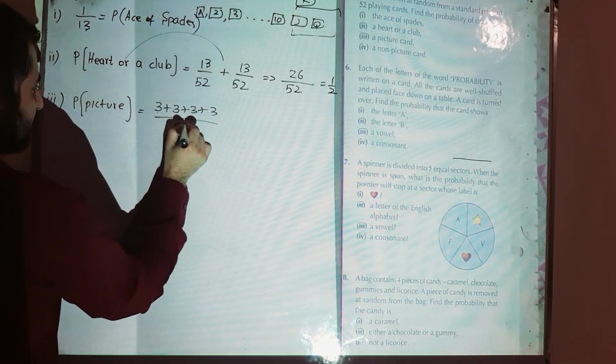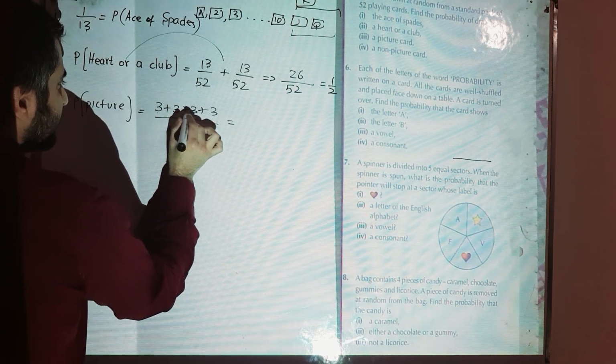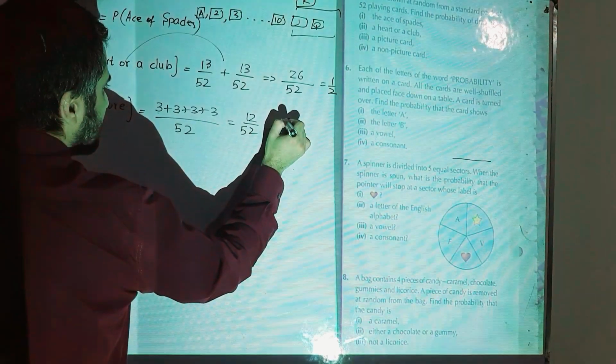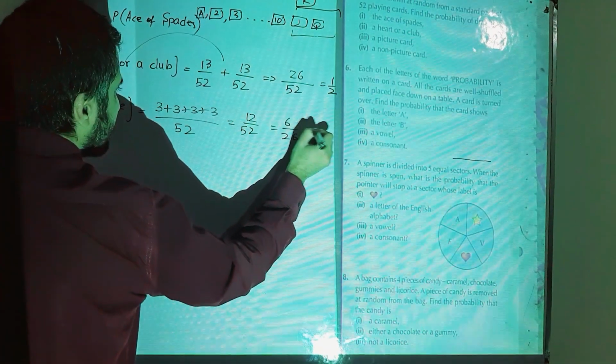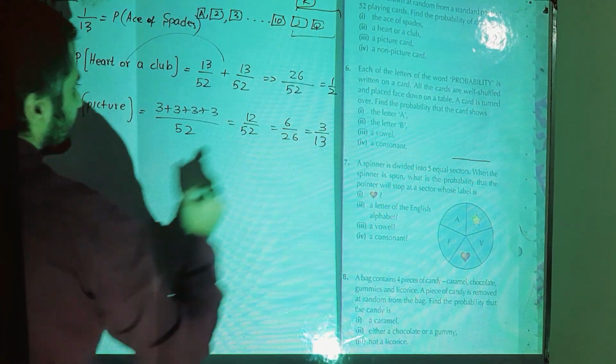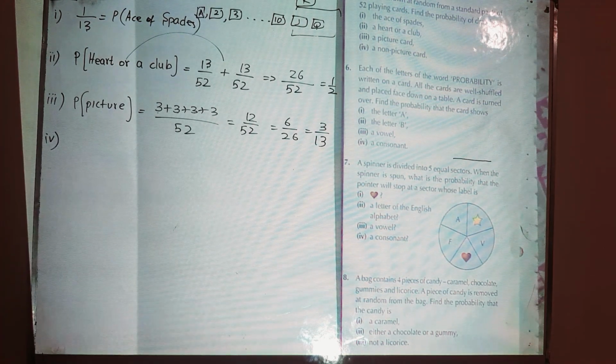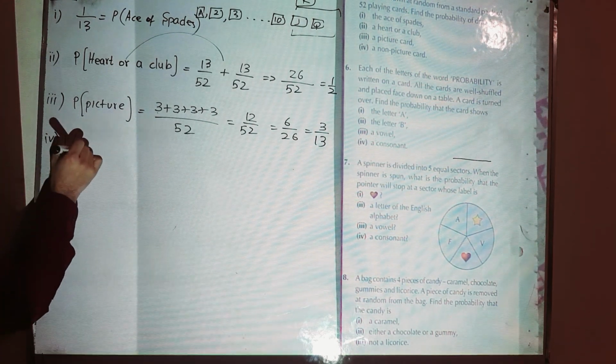Our total number of cards is 52. 3 plus 3, 6, 6 plus 6, 12 over 52. That is 6 over 26. That is 3 over 13. Simplification. And part number 4, a non-picture card. That is simple. Non-picture.